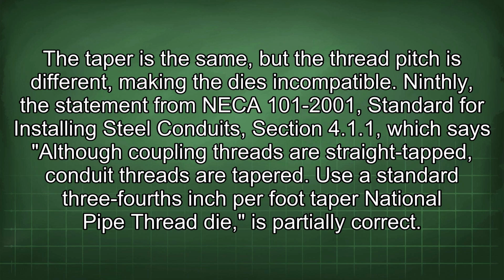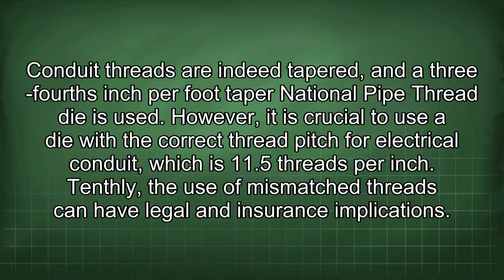Ninthly, the statement from NECA 101-2001 Standard for Installing Steel Conduits, Section 4.11, which says although coupling threads are straight-tapped, conduit threads are tapered. Use the standard 3/4 inch per foot taper national pipe thread die is partially correct. Conduit threads are indeed tapered, and a 3/4 inch per foot taper national pipe thread die is used. However, it is crucial to use a die with the correct thread pitch for electrical conduit, which is 11.5 threads per inch.